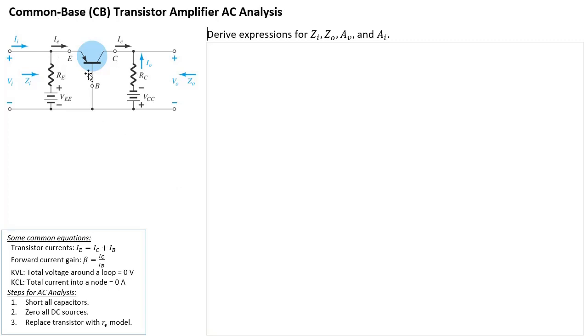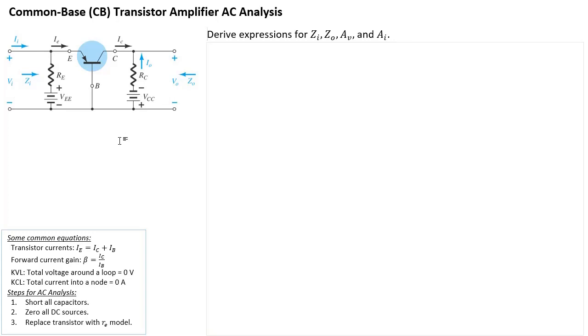In this video, we're going to do an AC analysis of a common base transistor amplifier. Notice this is not an NPN transistor, it's a PNP transistor, hence the arrow pointing towards the base. It's arranged in what we call a common base configuration, where the base is common for both input and output.